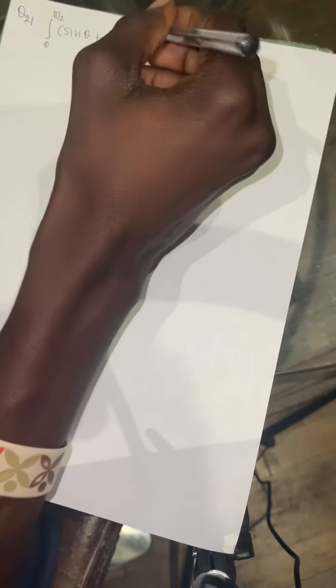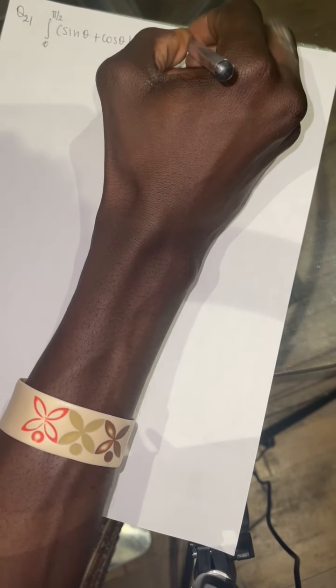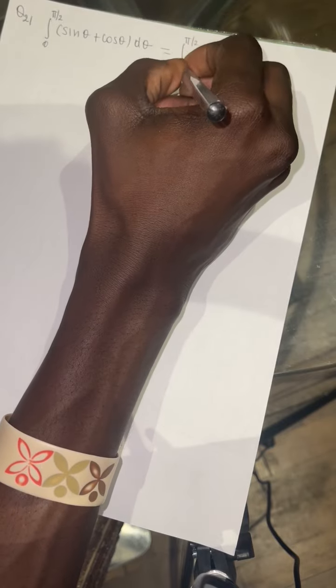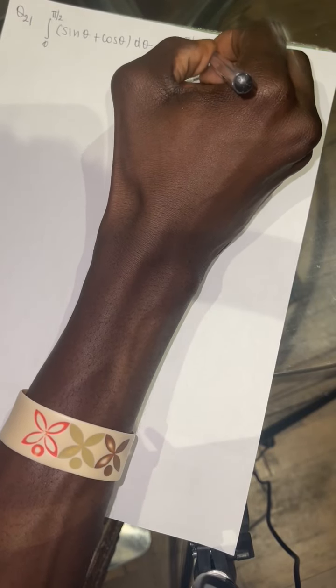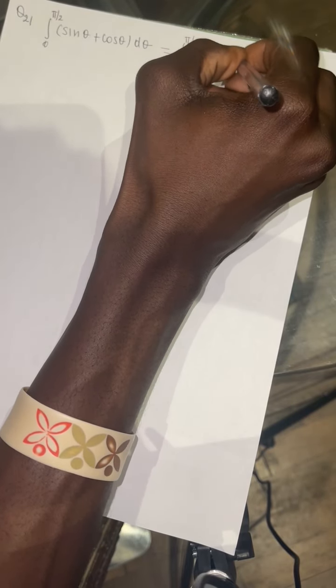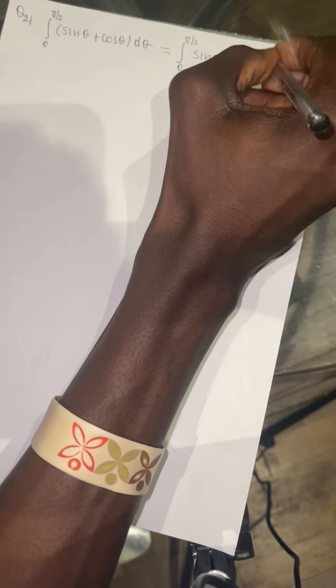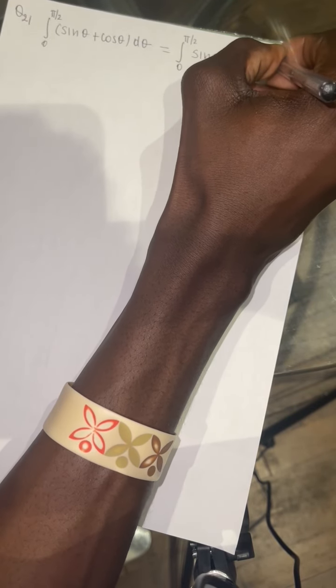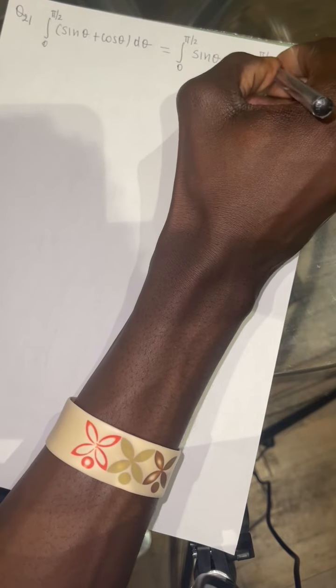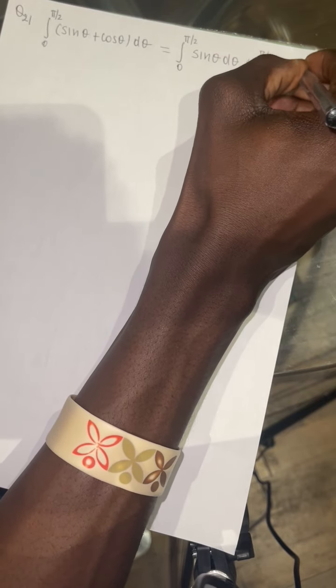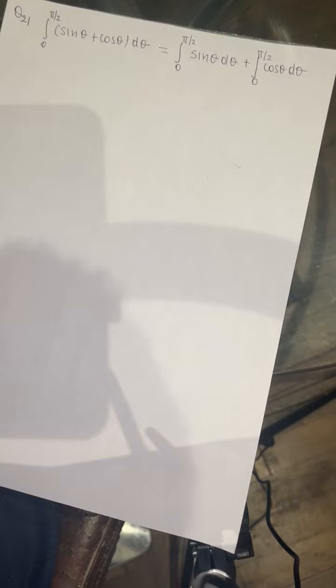So what we do is, when you have a sine and cosine with a plus, you're allowed to put each one in its own integration. What I mean is you can write the integral from 0 to pi over 2 of sine theta d theta, plus the integral from 0 to pi over 2 of cos theta d theta. That is what I mean there.